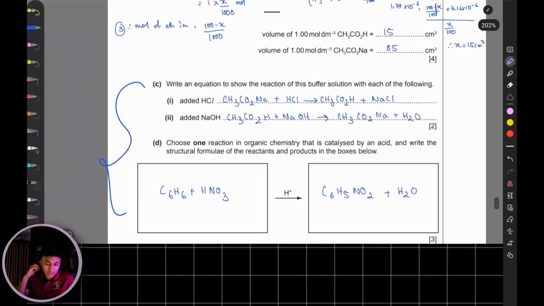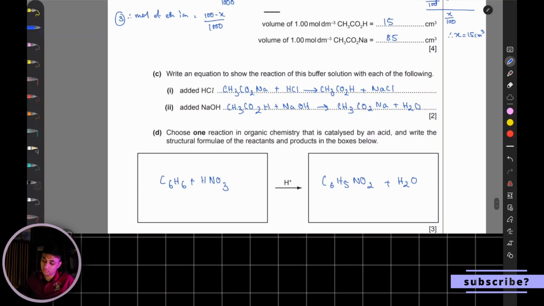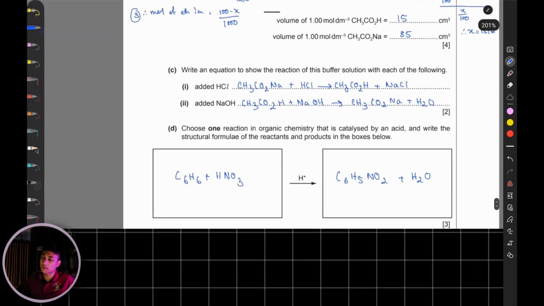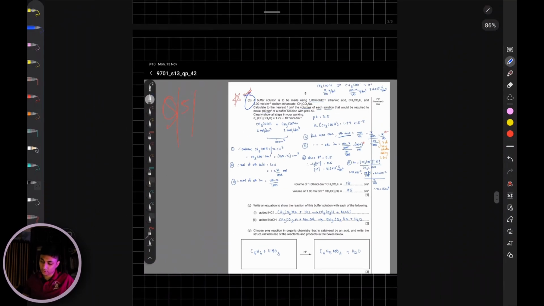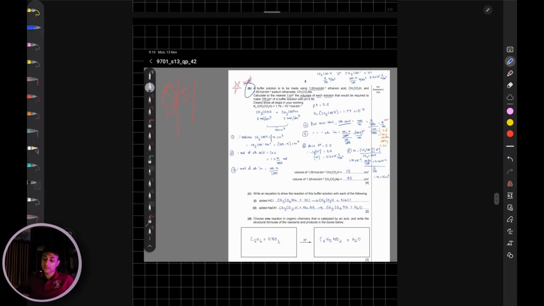And lastly, choose one reaction in organic chemistry that is catalyzed by an acid and write the structural formula of the reactants and products in the boxes. This is organic chemistry, but there are multiple examples of acid acting as a catalyst. There are hydrolysis reactions, breaking down esters, breaking down polyamides and all that. So I've taken the example of benzene reacting with HNO3, and that is nitration. So after nitration, it's going to displace one H plus, forming benzene attached to a nitro group, forming nitrobenzene, right? And water. So that is your question 5, and that is going to be it for this video, and see you in the next one.